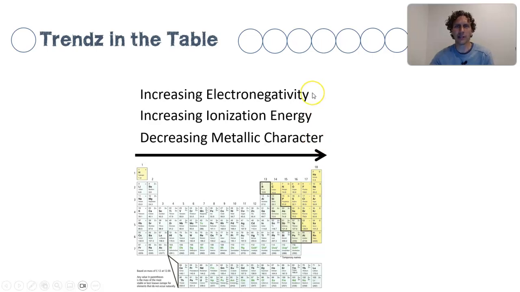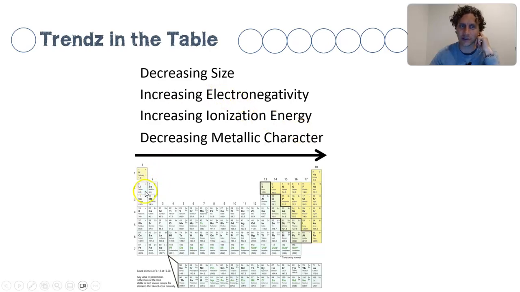Increasing electronegativity. That is something we will get into more on another lesson, and that deals with its hunger for electrons. If it's going to bond with another atom and they're sharing electrons, if this one's very electronegative, it'll pull those electrons toward it more. So as you move from left to right, these ones are more electronegative.